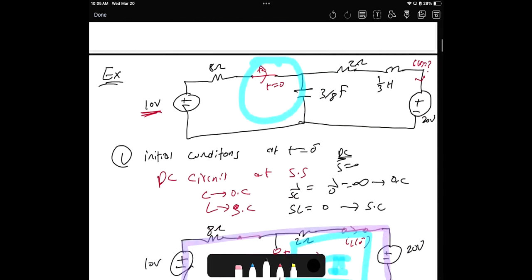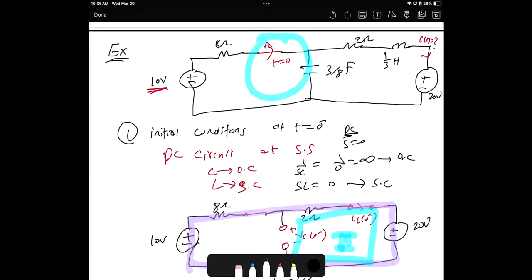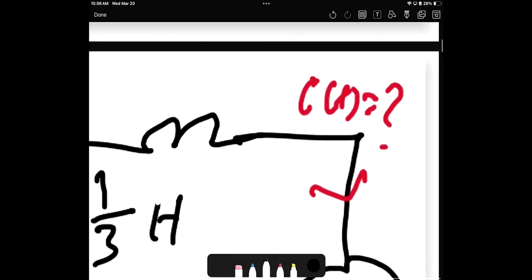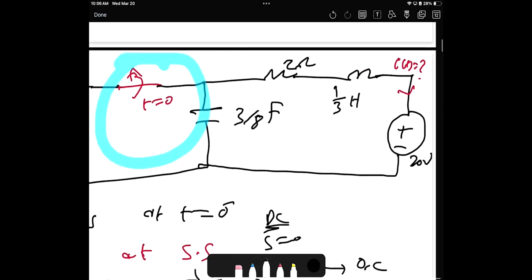Last lecture we started this example. So we said that we have this element and we have a switch. So we need to find I of t. I of t is located in the corner here. So how to calculate I of t?